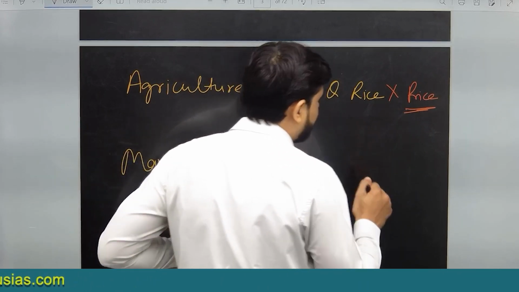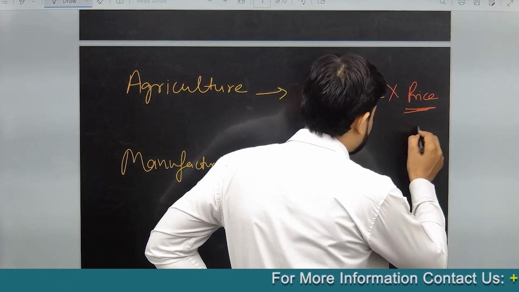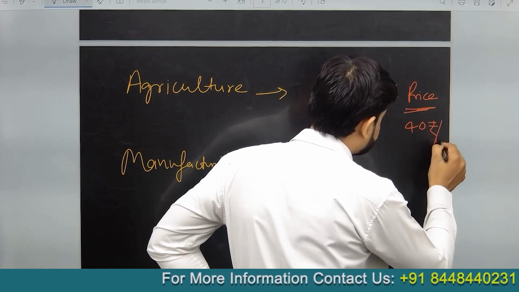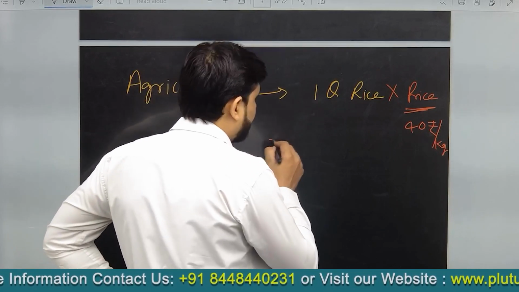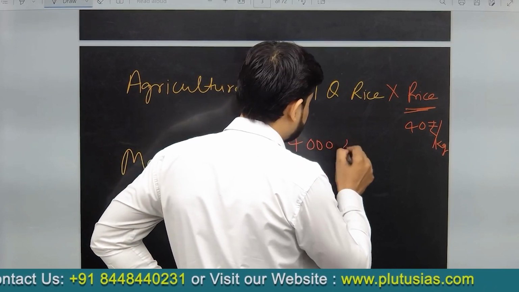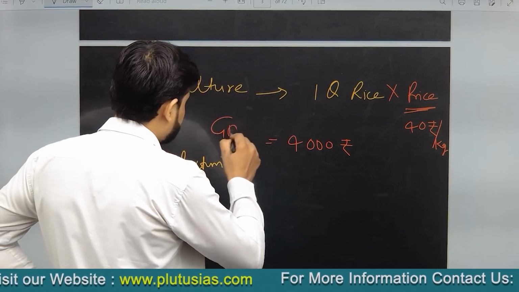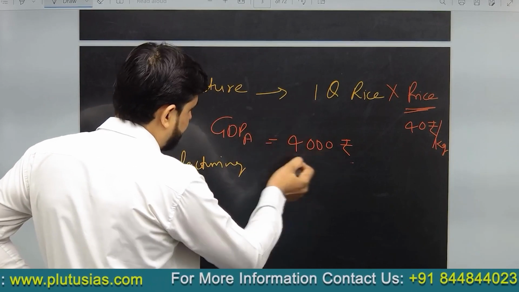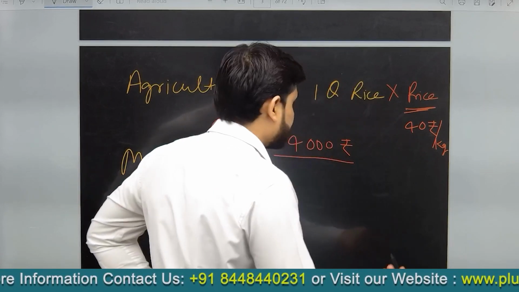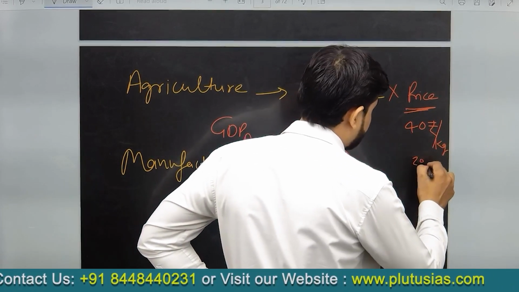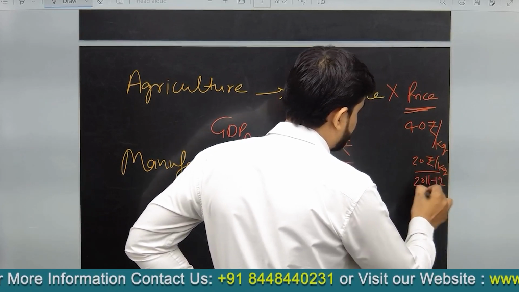Suppose the current price is 40 rupees per kg, then 1 quintal rice value will be equal to 4,000 rupees. In the agriculture sector, GDP of the agriculture sector will be 4,000. But suppose that in 2011-12, this price was just 20 rupees per kg, in 2011-12, based on the fixed year.